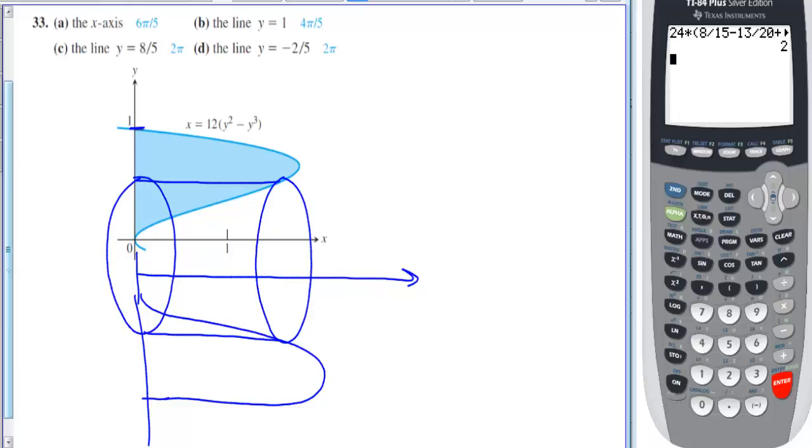We have 2 pi, integral from 0 to 1 of the radius times the height. We're integrating with respect to y. So I need the radius. And you can always do top minus bottom. That should always work. So here's the y up here. So we have a y value up here.